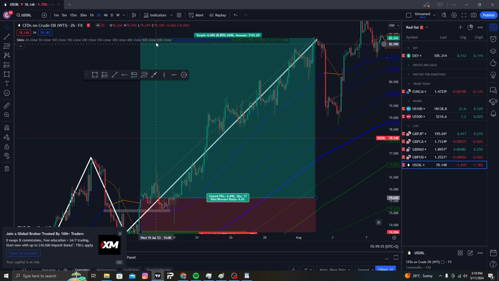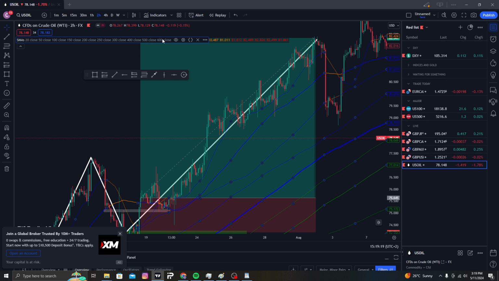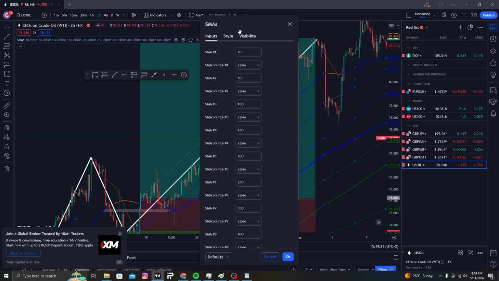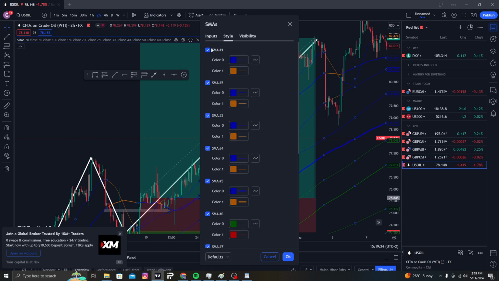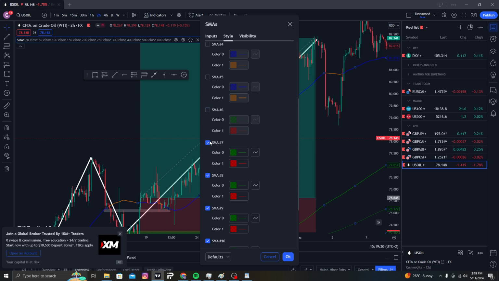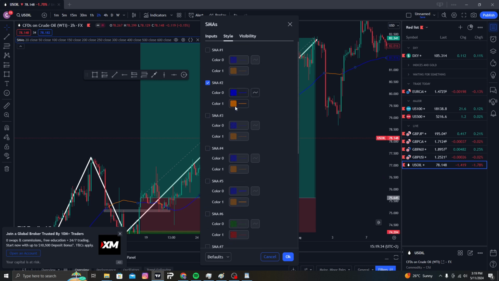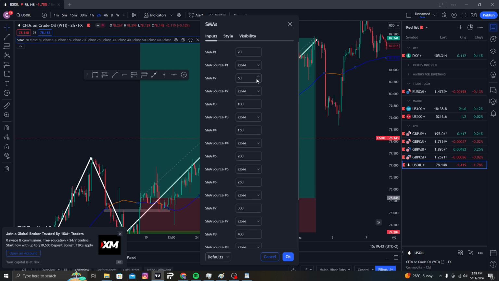I'm going to leave only the 50 moving average because that's the one that I love. I just wanted to show you something. I'll go to this one. I only want the second one. It's the 50 moving average. I'm going to show you how to set up this moving average later on stream. This is the 50 moving average. How do I know? If you go to inputs on the top here, you see second one, 50 moving average. This is the one that I want.